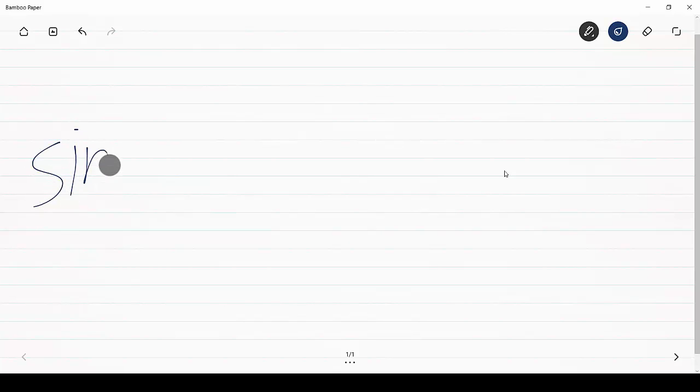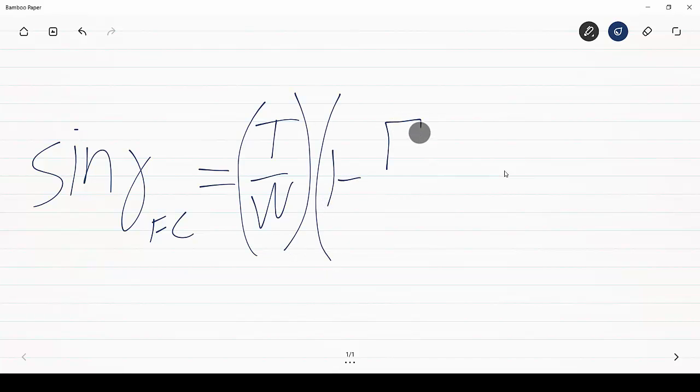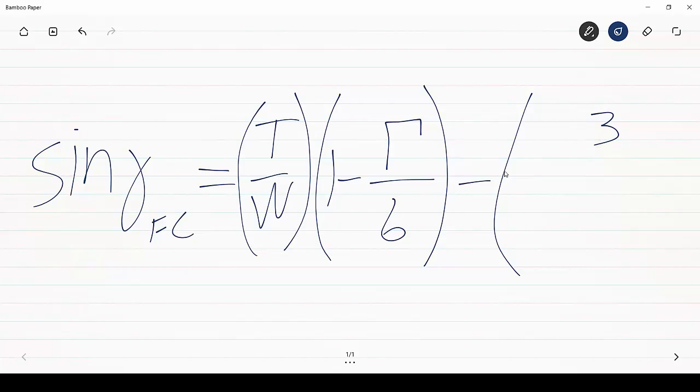Sine gamma FC equals T over W times 1 minus gamma over 6 minus 3 divided by 2 gamma EM squared times T over W.